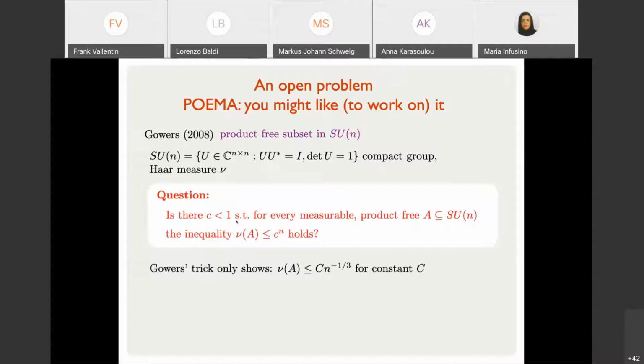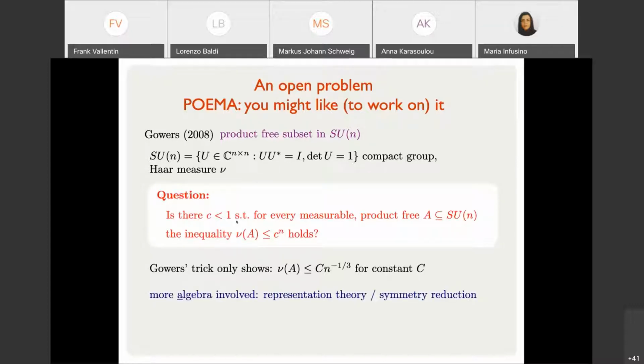If you apply Gowers' trick, and I will show you in a couple of minutes what it looks like, then you can show that mu of A is bounded by essentially n to the power 1 minus 1 divided by a third. So you have polynomial decay, but Gowers wants more, he wants the exponential decay. And my hope is that you can optimize Gowers' trick, so you can also try to optimize this bound, and I hope that at the end it's possible to prove the exponential decay.